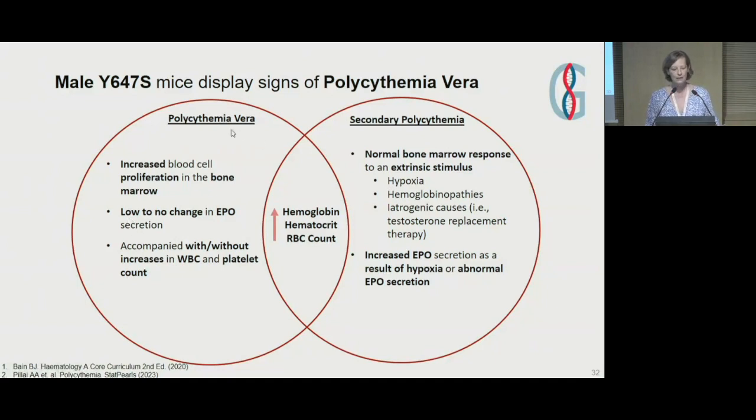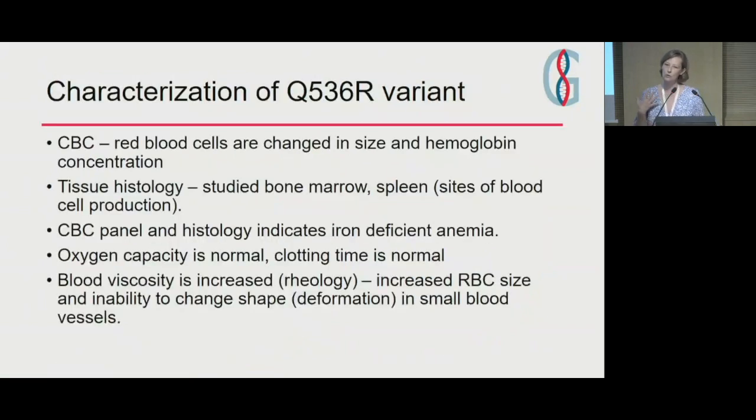And then this polycythemia vera is increased blood cells in the absence of an increase in EPO, and it's not due to hypoxia. So this is really the picture that we have in those mice, which is quite surprising, and we still need to do more studies to understand what that is. But we're hoping that in uncovering that, we can get at some of the biomarkers that we're looking for for clinical trial design. Okay, so then on the other side, we also studied the Q536R mice.